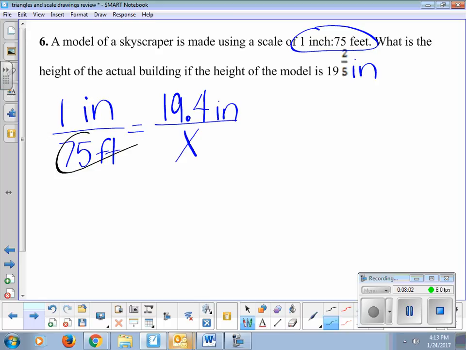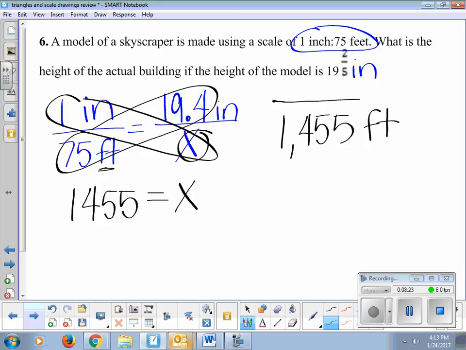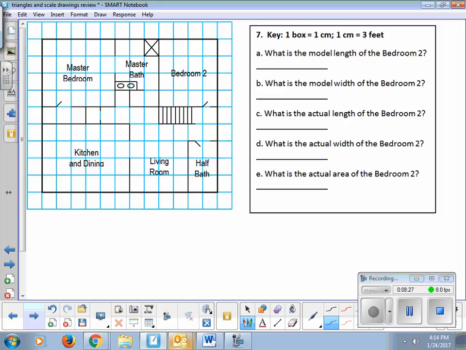Cross multiply. 75 times 19.4 gives us 1,455 equals 1 times x is x. We want to make sure we include our units. If this would go in with x, we know our unit is feet. So the actual height is 1,455 feet.